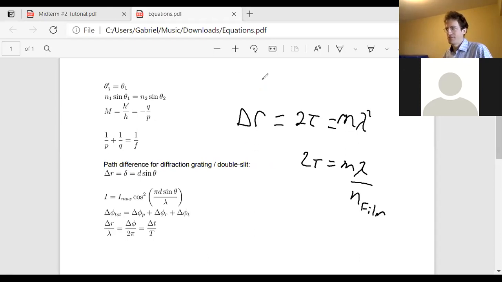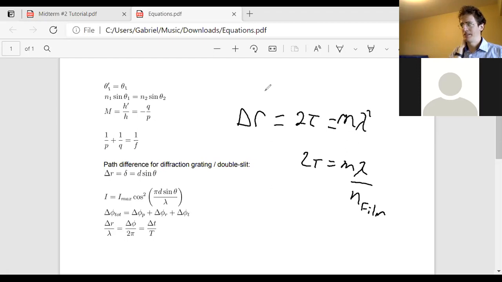Especially because there's two cases, right? There's the thin film where one gets reflected out of phase and the other one doesn't, and then there's one where they are both in phase. That's going to change which formula you use if you're looking at constructive or destructive interference.